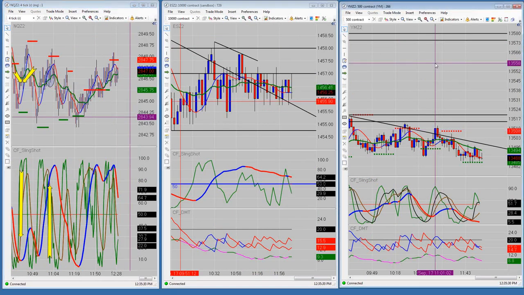I didn't do anything on the YM this morning. I really didn't even look at it other than to say that it's got the same trend line the ES does.